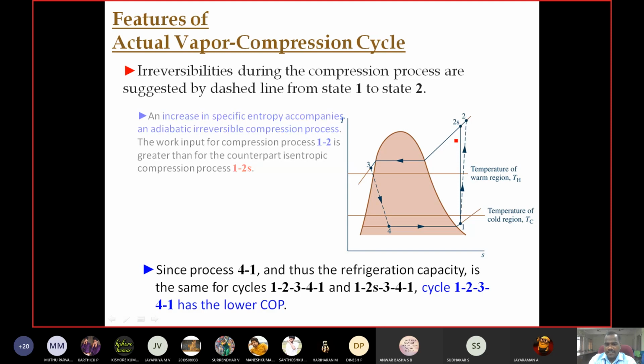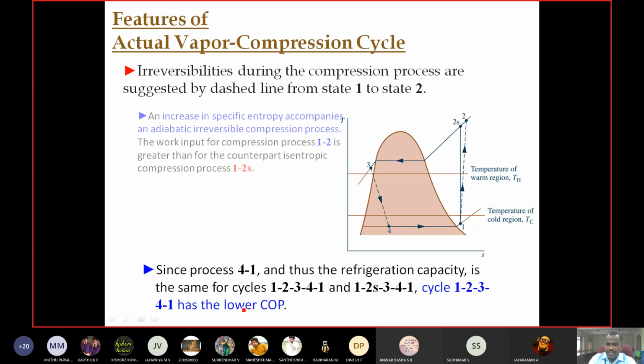Since process 4 to 1 is the same, the refrigeration capacity is the same for cycle 1, 2, 3, 4, 1. So these are the actual lines 1, 2, that is the dashed lines, then 3, then again dashed lines, 1, 2s, 3, 4, 1. This 1, 2s, 3, 4, 1 is the same. The cycle 1, 2, 3, 4, 1 has the lower COP.